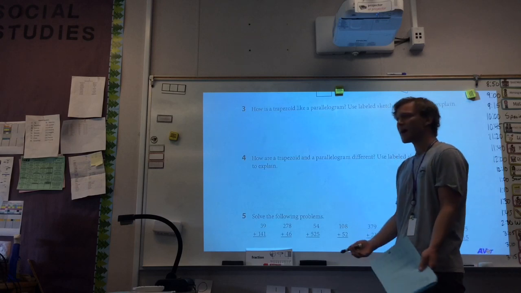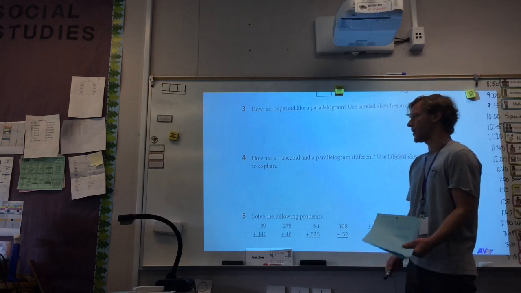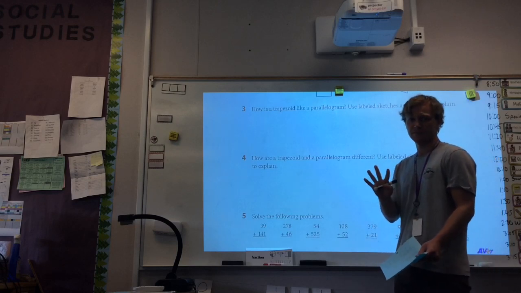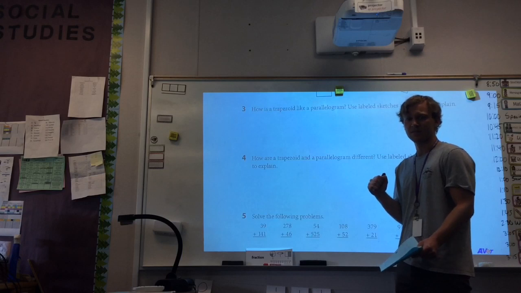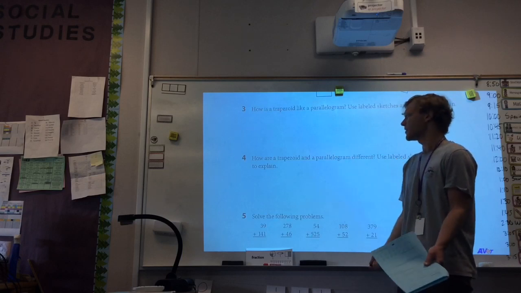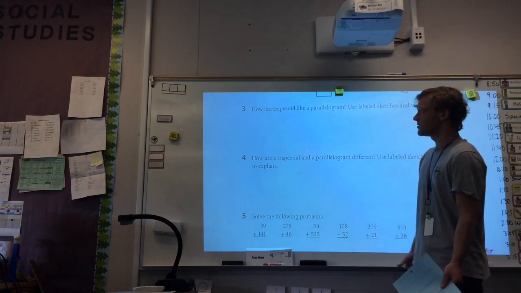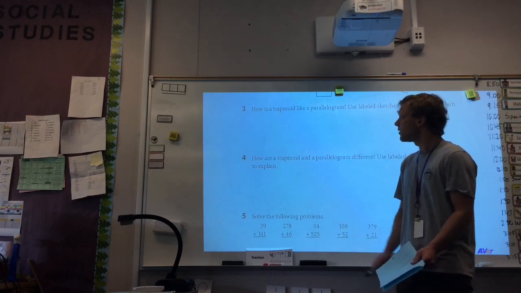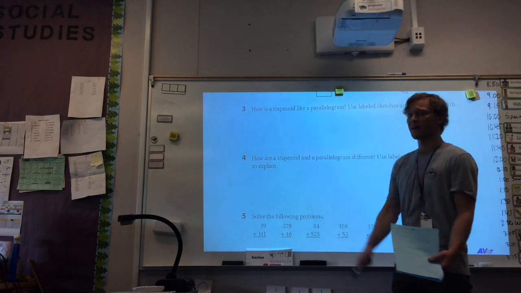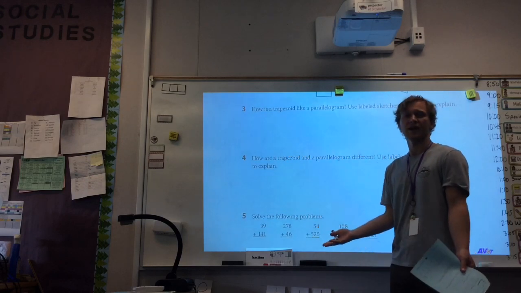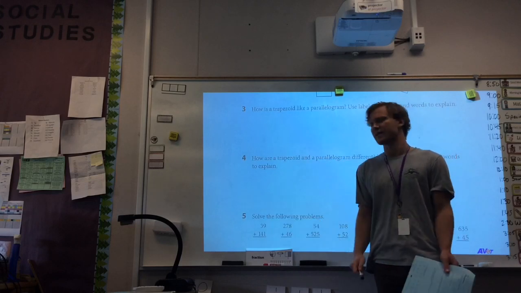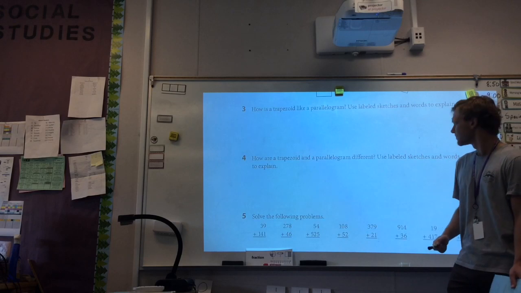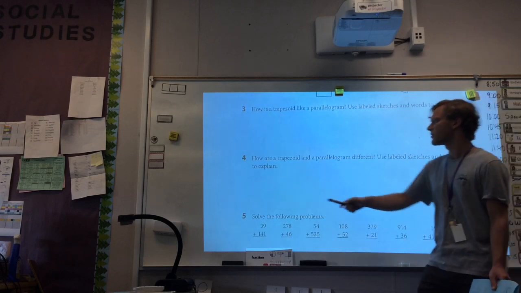Okay? So think back on those questions 1 and 2. A parallelogram is any quadrilateral of 4-sided shape with straight sides that has two opposing pairs of parallel sides, okay? A trapezoid only has one pair of parallel sides. So, a trapezoid, like a parallelogram, has one pair of parallel sides. Let's look at question 4 together. How are a trapezoid and a parallelogram different? Use labeled sketches and words to explain.